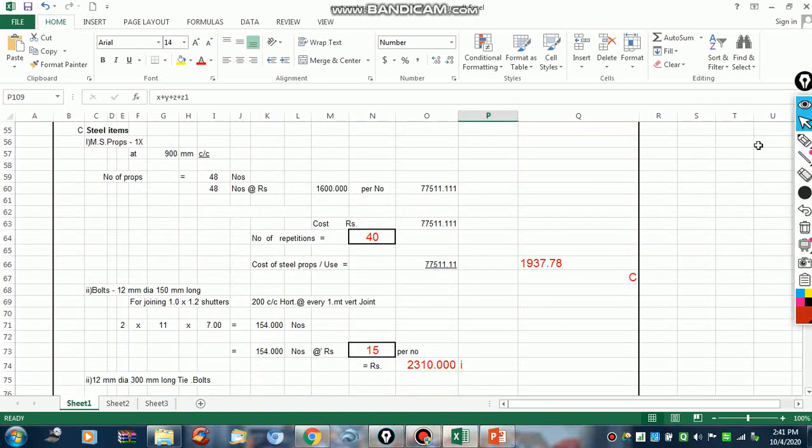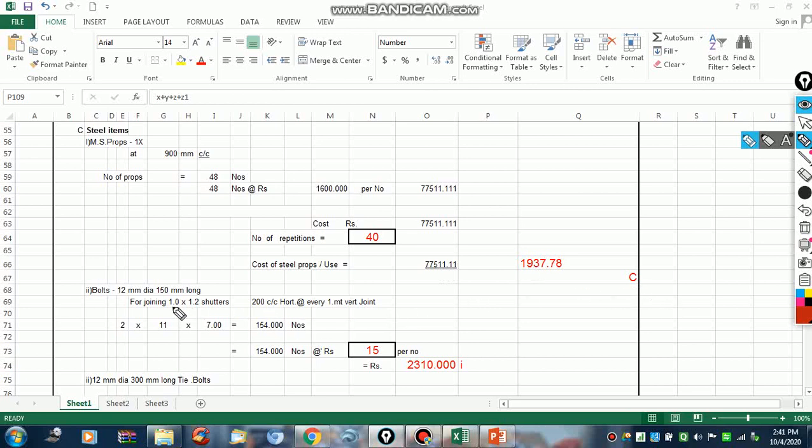Now we are going for the steel items. MS props at 900 mm center. Number of props will be 48 numbers at the rate of 1600 rupees per number will make 77,511. Number of repetitions will be 40. So the cost of steel props per use will be 77,511 divided by 40 will make 1937.38, which I call C.